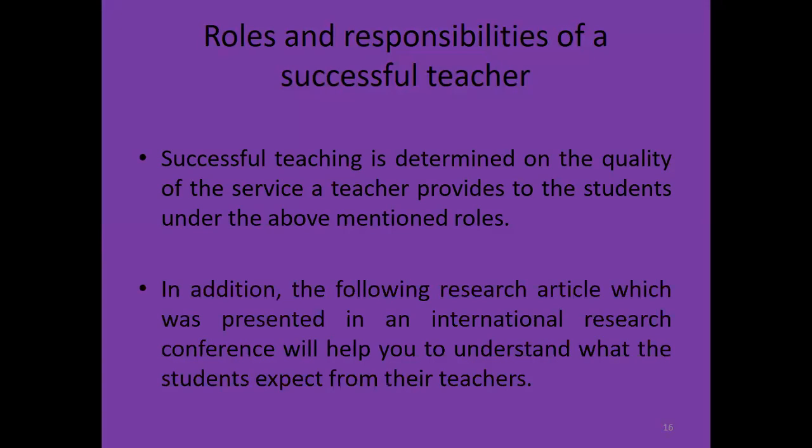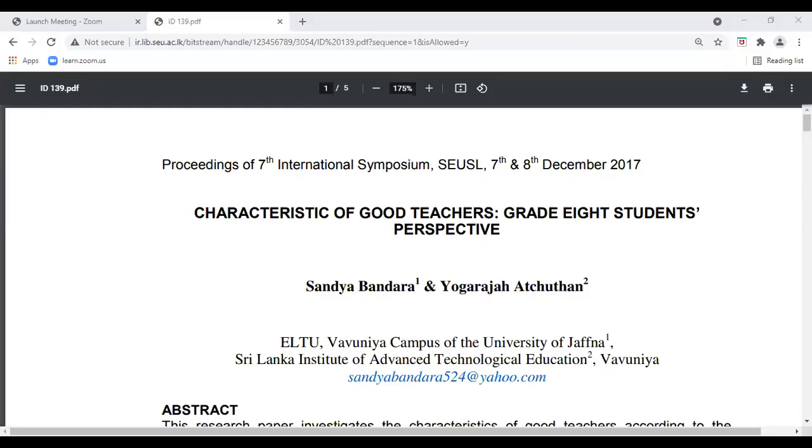In addition, the following research article, which was presented in an international research conference, will help you to understand what the students expect from their teachers. Characteristics of good teachers, grade 8 students' perspectives.